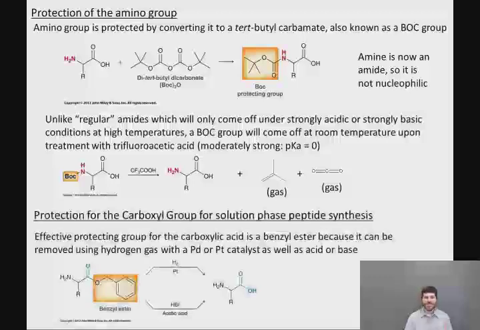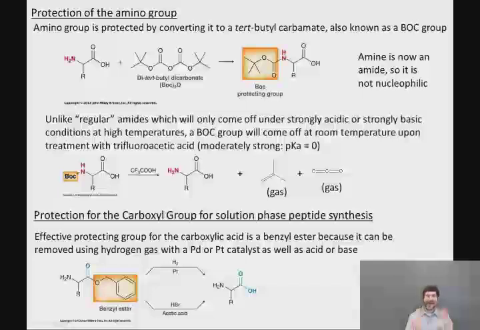So before I get into this mechanism, I just want to take a minute to talk about how we protect the carboxyl group, at least in the context of solution phase synthesis. So an effective protecting group for the carboxylic acid is a benzyl ester. Okay, so it's an ester, but because it's benzyl, what is special about it is that it can actually be removed in a reaction called a hydrogenolysis reaction, in which you react it with hydrogen gas in the presence of a palladium or platinum catalyst.